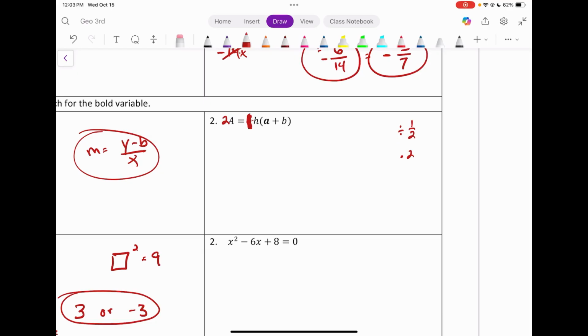Next step, you can very easily get rid of the h, because it's also being multiplied by this stuff in parentheses. So why not just come over here and divide by it? Now, in order to get a by itself, all you've got to do is move that b over. It's a term now by itself. We can simply do minus b, and that's going to equal the little a there. So a is equal to 2A over h minus b.